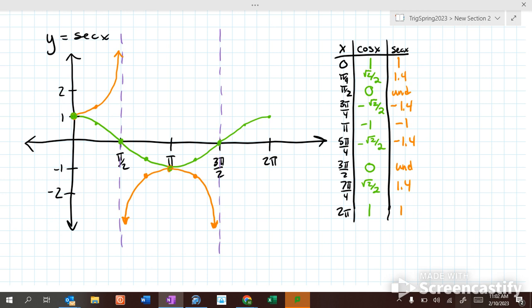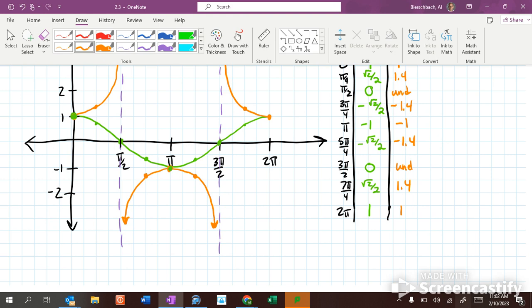Okay. Then at 2 pi, I'm at 1. I'm 1.4 here, and I go like this. Now, to make you mad. Ooh, thank you. I can't wait. Mr. Bierschbach doesn't like half parabolas graphed.